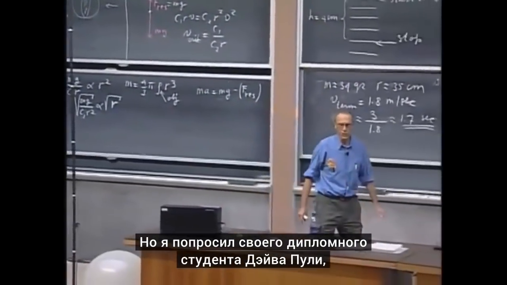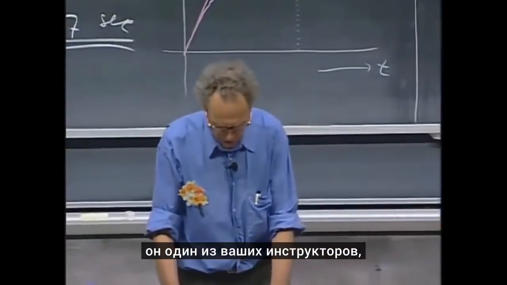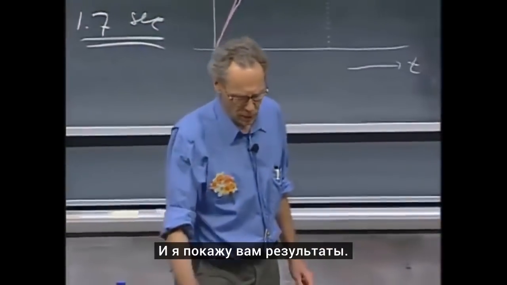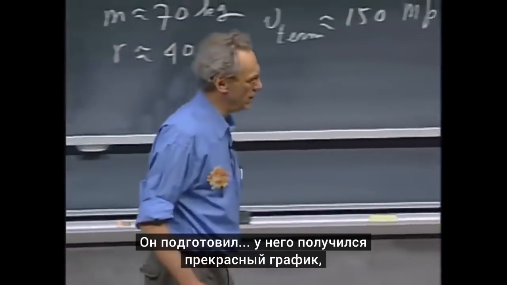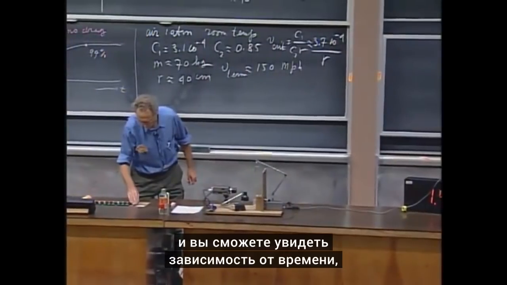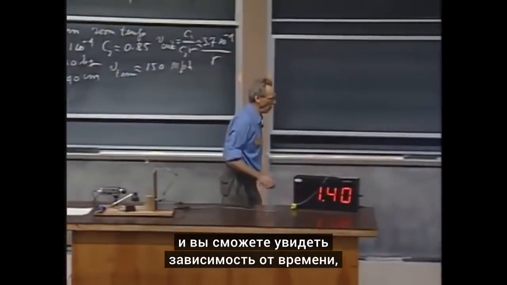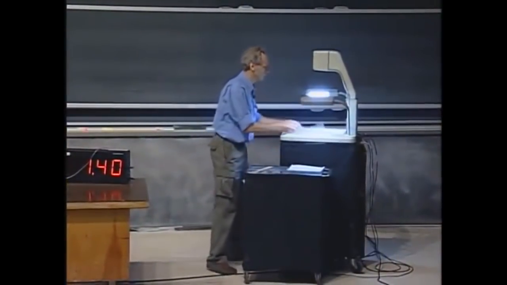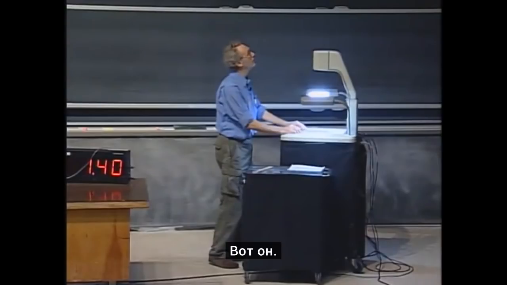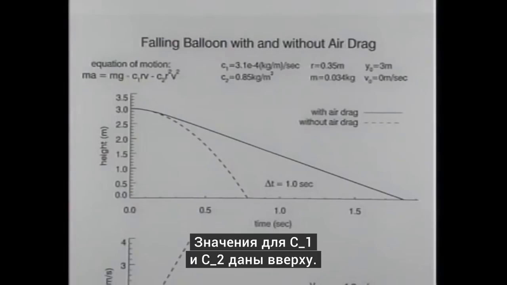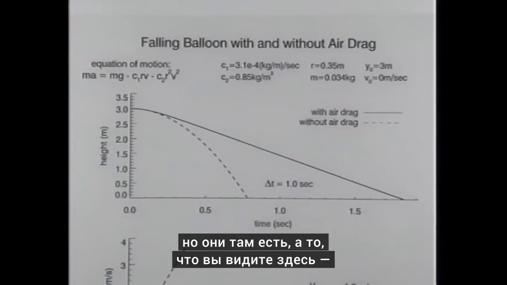But I've asked my graduate student, Dave Pulley, who is one of your instructors, to solve this for me numerically. And I'm going to show you the results that he prepared. Here's a nice view graph. And you can see the effect of time on the ball if you drop it from 3 meters. Here it is. All the numbers are there. This is on the web, so don't copy anything. You have the values for C1 and C2 given at the top. You may not be able to see them from your seat, but they are there.